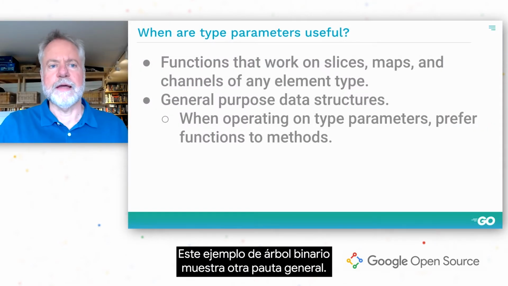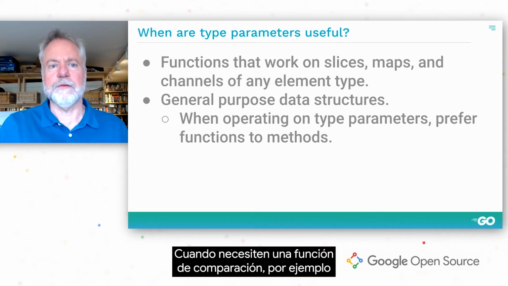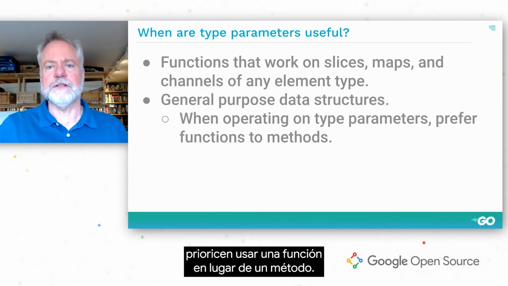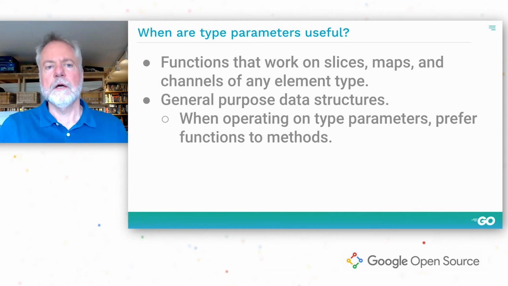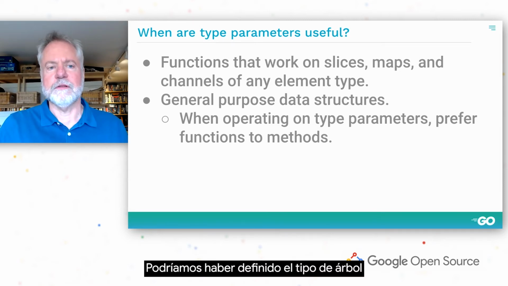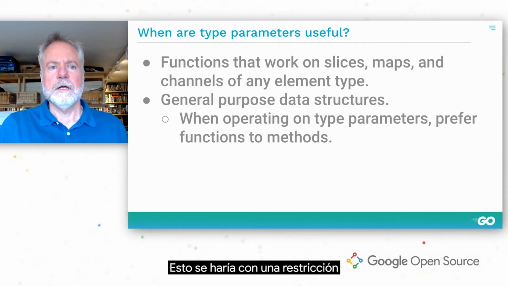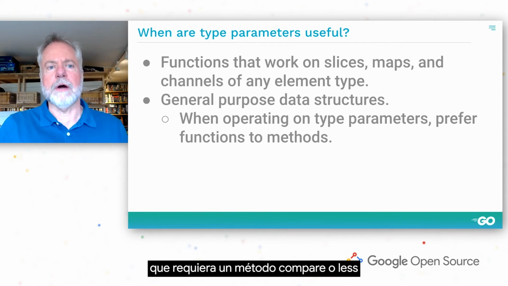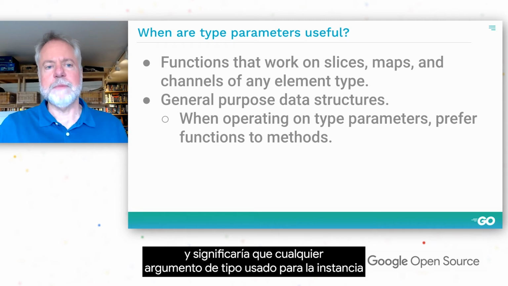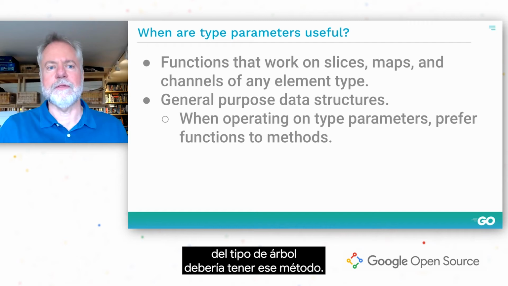This binary tree example illustrates another general guideline. When you need something like a comparison function, prefer using a function rather than a method. We could have defined the tree type such that the element type is required to have a compare or perhaps a less method. This would be done by writing a constraint that requires a compare or less method, and it would mean that any type argument used to instantiate the tree type would need to have that method.